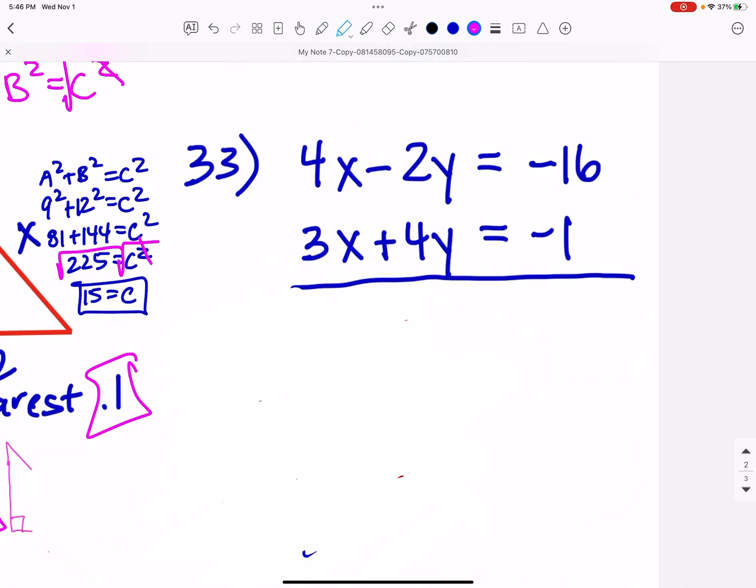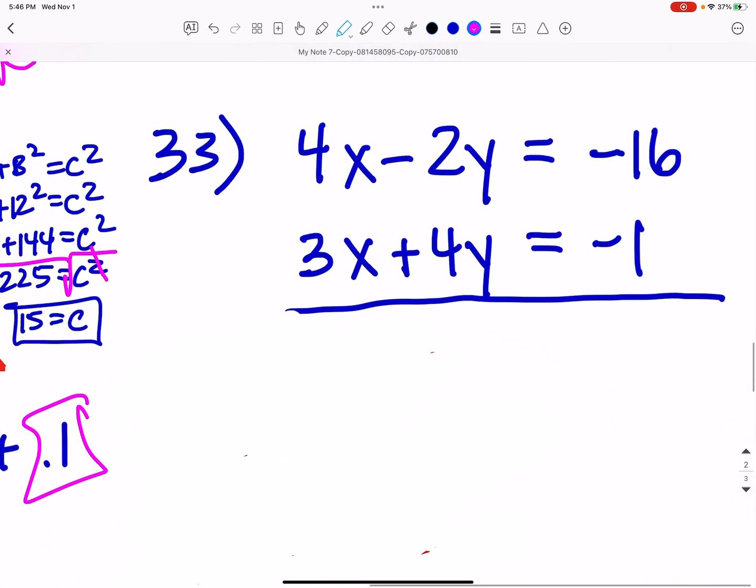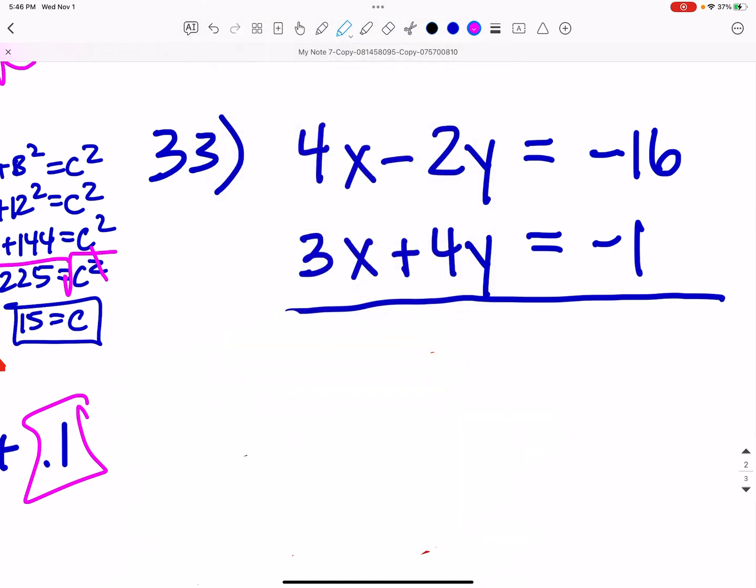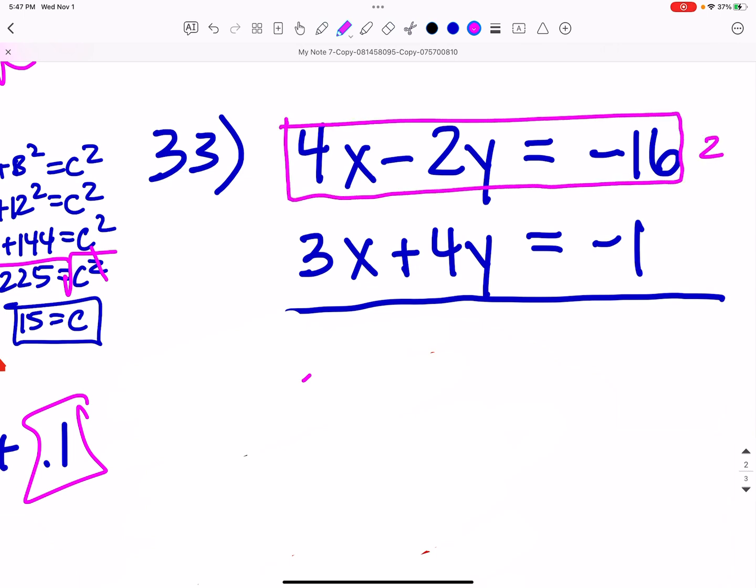Okay, it's an elimination, so here we go. Okay, I really want one of the letters to kill itself off. But none of the letters do. 4 doesn't kill off 3, and -2 doesn't kill off 4. But -2 could kill off 4 if it was twice as big. So I'm going to take this whole equation. I can't just change one thing, but I can change the whole equation and make it twice as big.